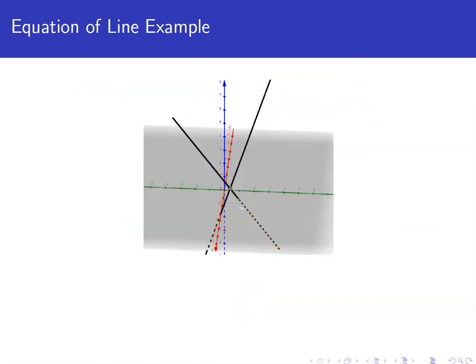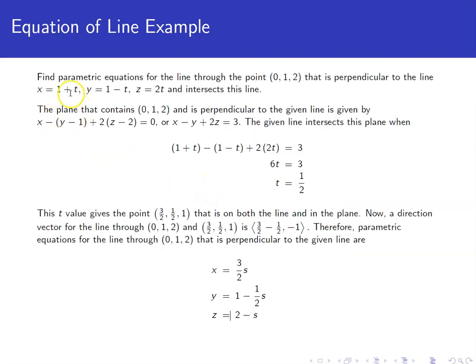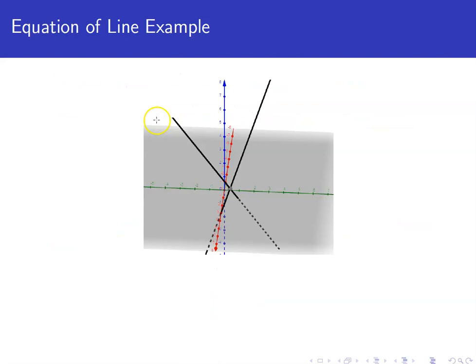So here's a picture of what we're talking about here. Here's the point of intersection that we found. Here would be our first line that has a direction vector of (1, -1, 2), which was on the first line here.